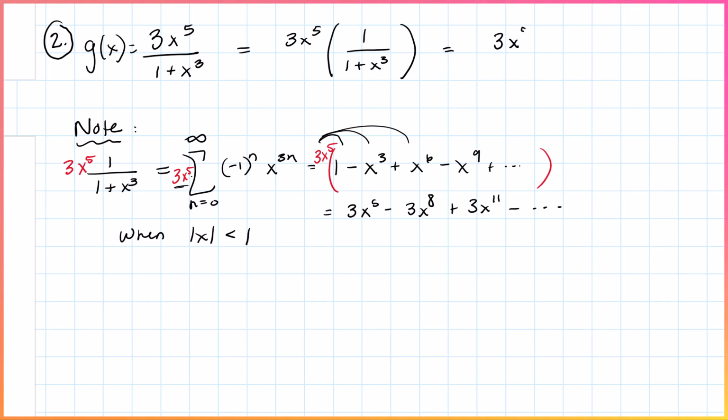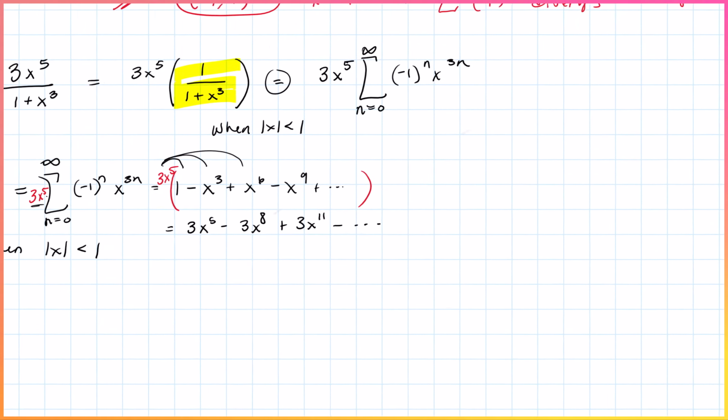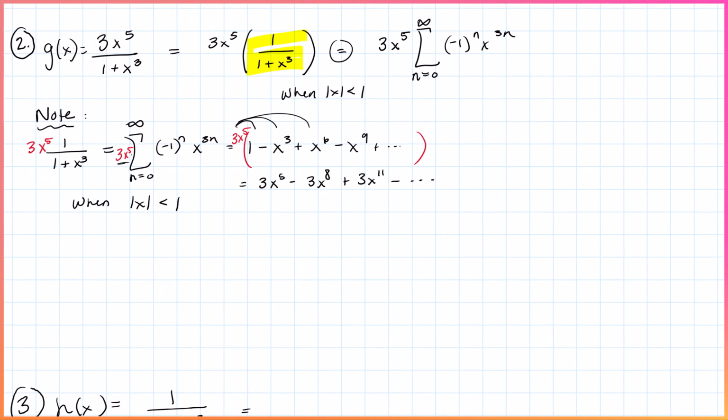Same thing when we work with the power series. When we take 3x to the 5th, we already know that this equality holds as long as the absolute value of x is less than 1. We know this piece, 1 over 1 plus x cubed, is equal to the power series from n equals 0 to infinity, negative 1 to the nth, x to the 3n. So what we can do right here is distribute that 3x to the 5th to all of the terms in the power series.